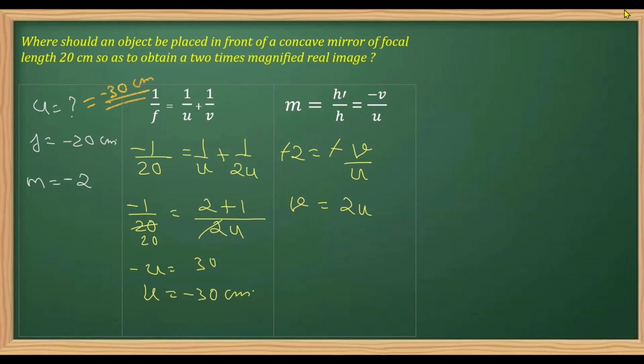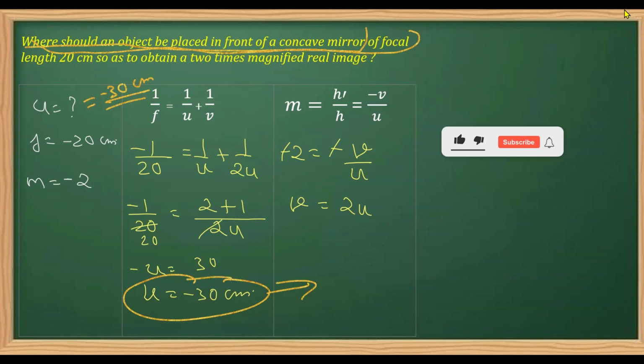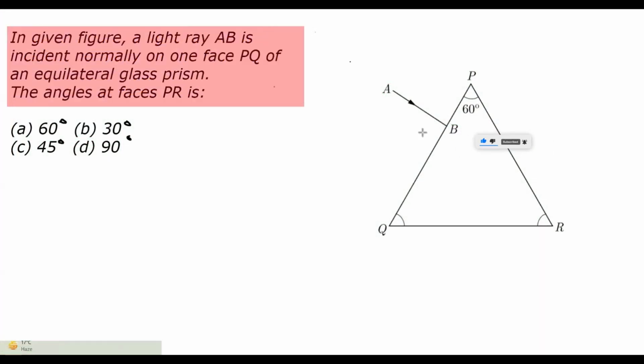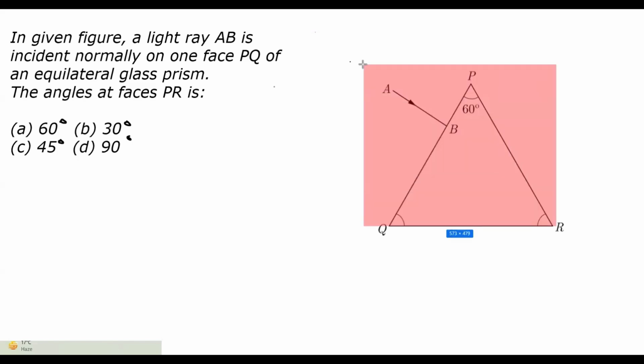So we'll say that the statement should be the object should be placed at a distance of 30 centimeters from the concave mirror, right? We shouldn't end the answer over here. The end statement is that the object should be placed at a distance of 30 centimeter in front of the mirror.